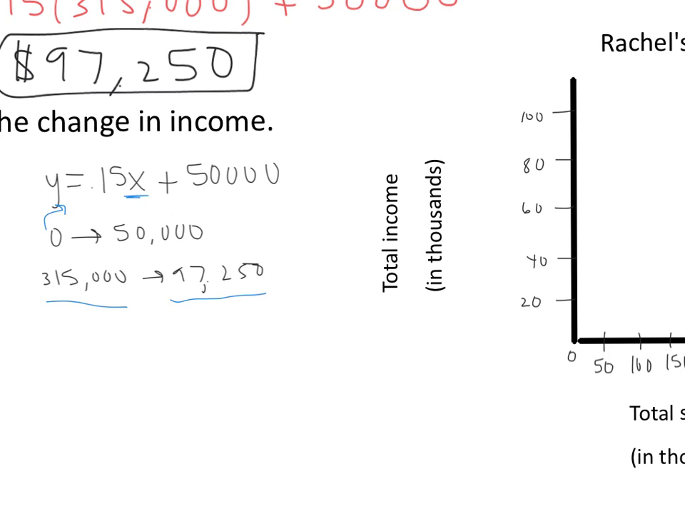Let's plug in, maybe if she makes $150,000 in total sales. So now this will be y equals 0.15 times 150,000 plus 50,000. Now we'll grab our calculator and let's figure out what this output will be. This output, or her income then, will be 72,500. So I'm going to graph these 3 points on my graph right now.